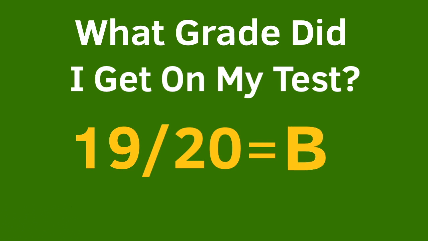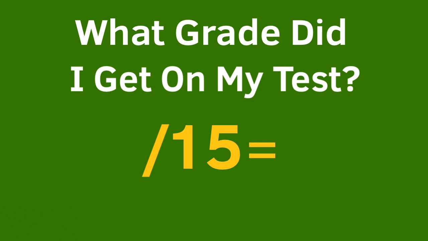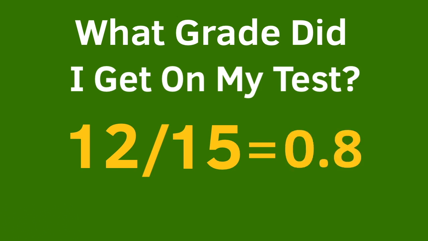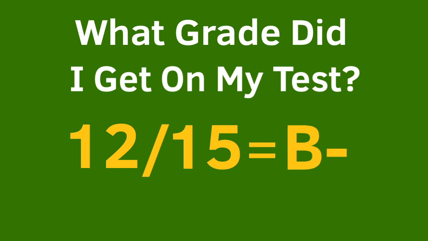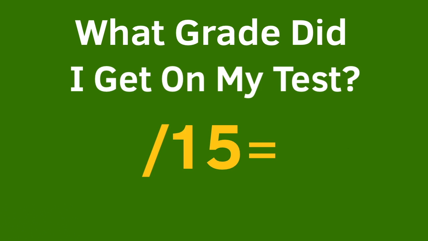This time, let's imagine that there are 15 questions on the test. And let's say you get 12 of them correct. 12 divided by 15. That's 0.8, which is 80%. That's a B-. Let's do one more example with 15 questions on the test.